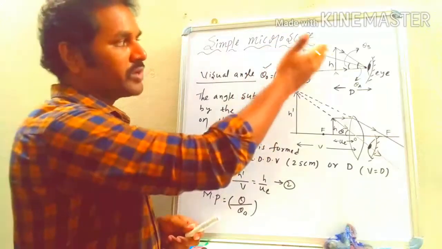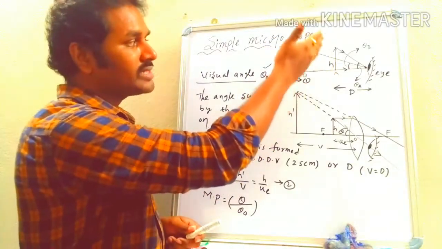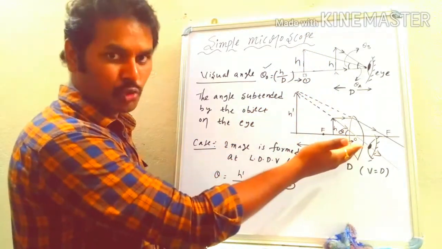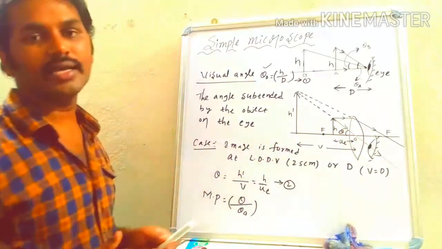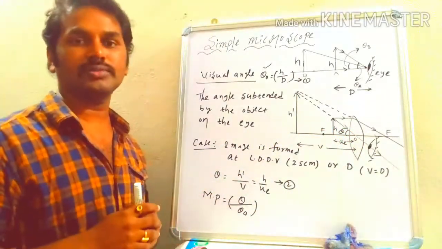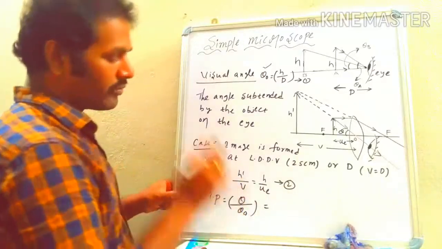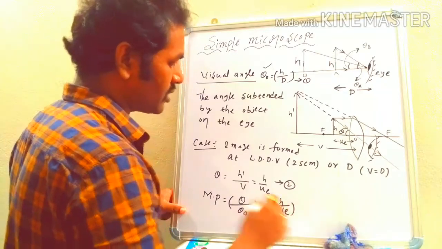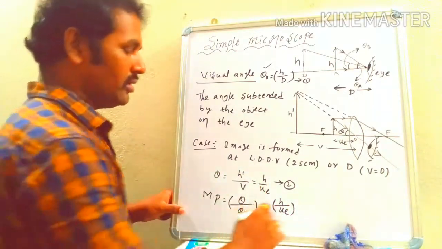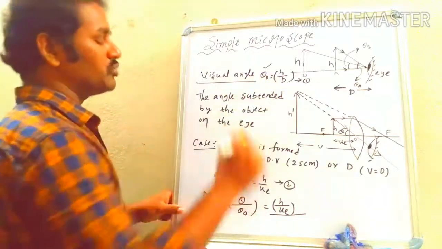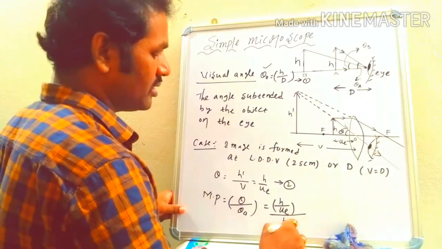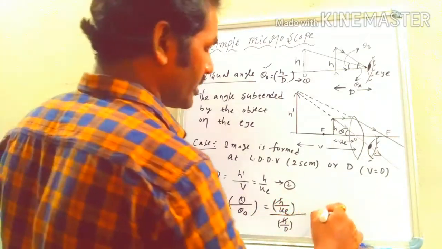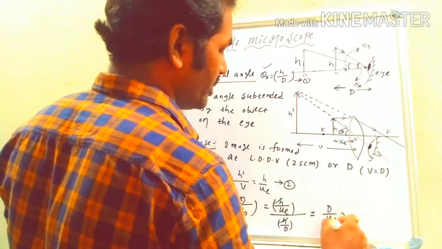With respect to what? With respect to the size of the object without the instrument and the size of the image with the instrument, with the convex lens, which is called the magnifying power, theta by theta naught. That is equal to theta, which I can write as h divided by UE, divided by theta naught, which is h by d. The h gets cancelled, and you will get d divided by UE.